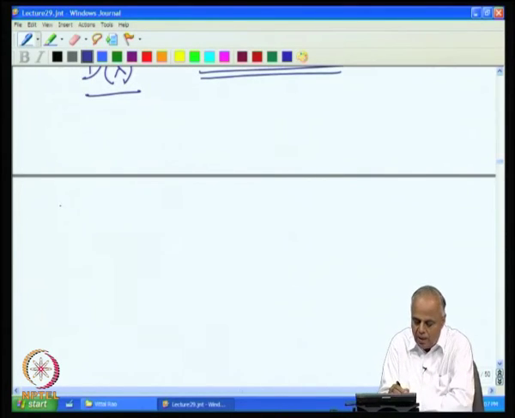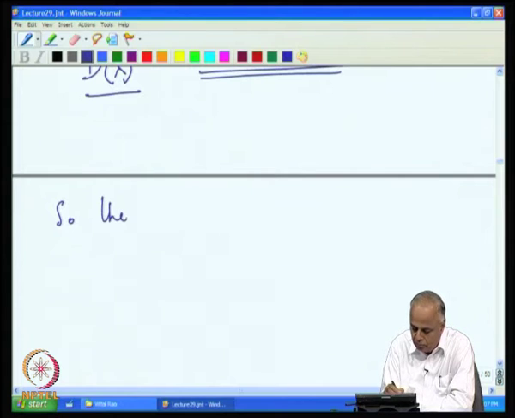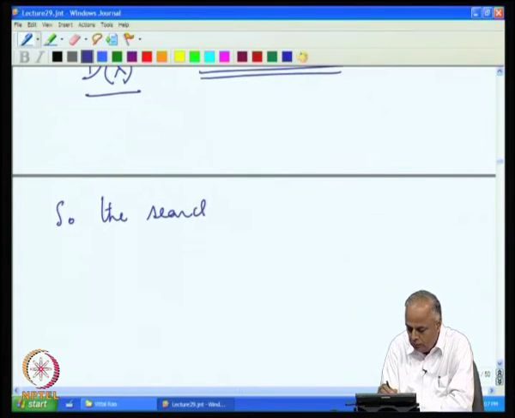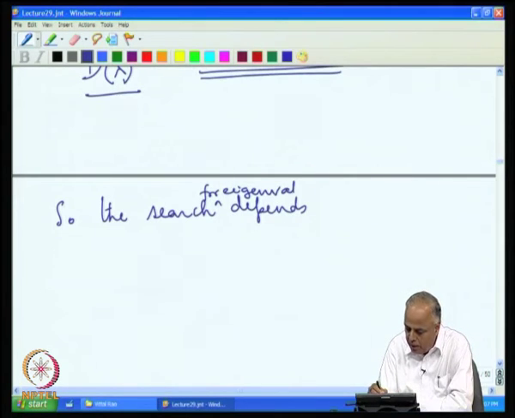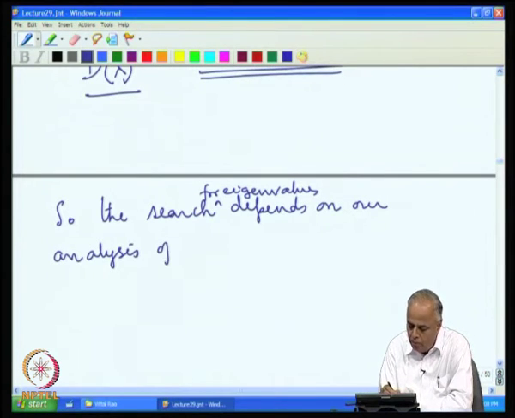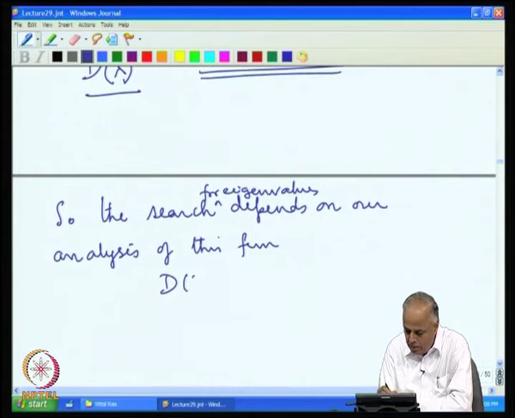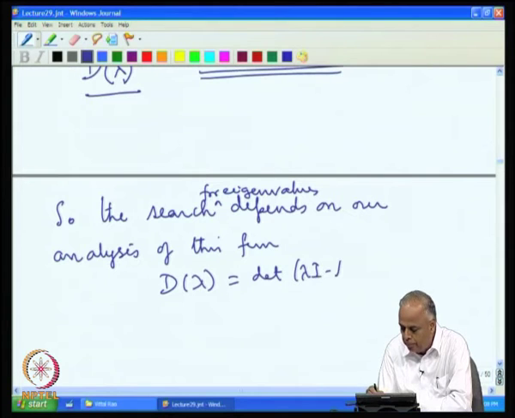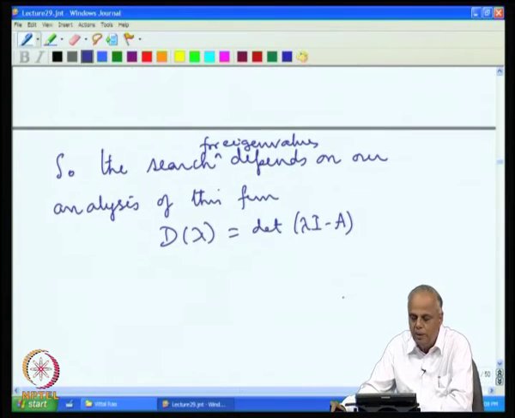So, let us analyze. The search for eigenvalues depends on our analysis of this function d lambda equal to determinant of lambda I minus A. So, we will now look at this function.